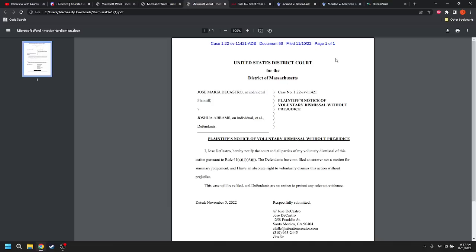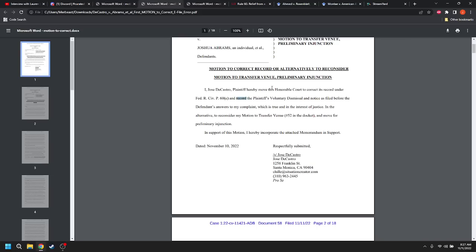It was filed. The court just did not, according to the court lacked the jurisdiction to grant it. According to the court, once the defendants filed their answers, the court lacked the power to dismiss it with a notice of voluntary dismissal. So that's where we're at on that. "Filed before defendant's answers to my complaint, which is true and in the interest of justice."